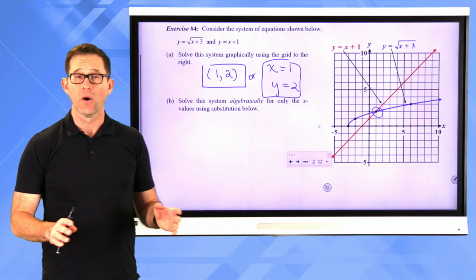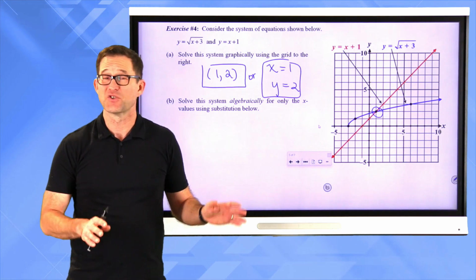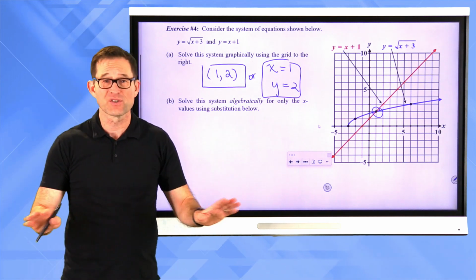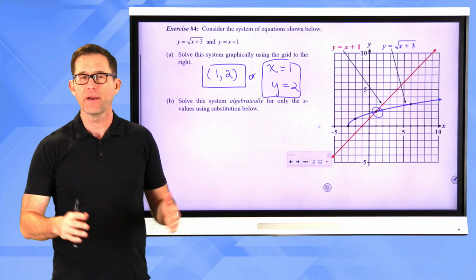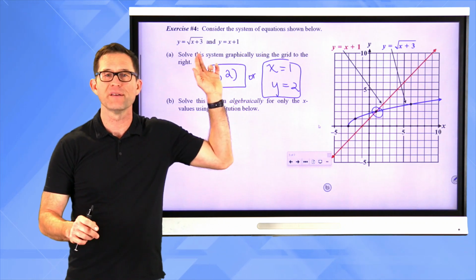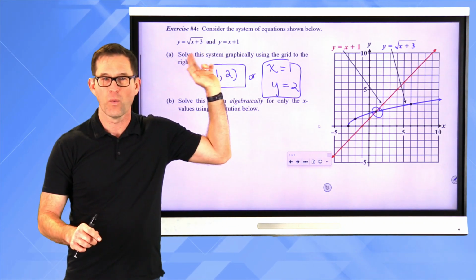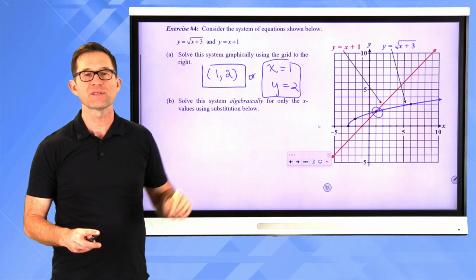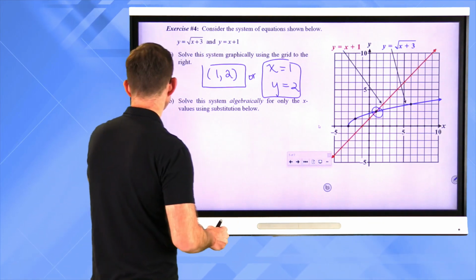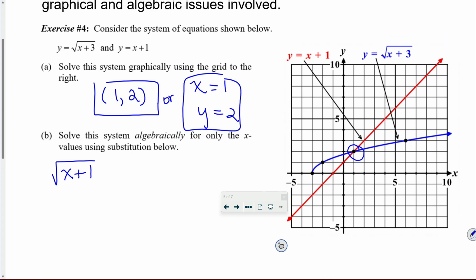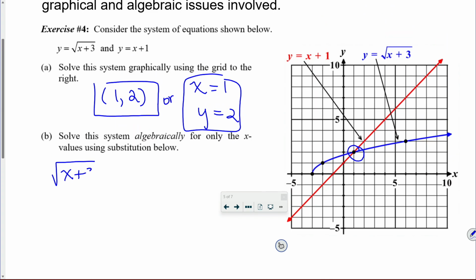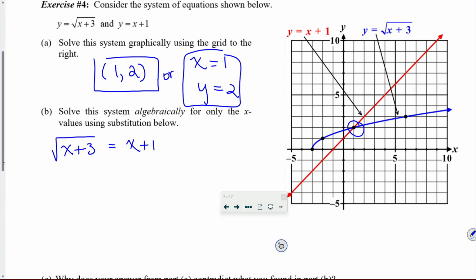All right, so we know what the solution is. It should be x equals 1 if we're just solving for the x values, but let's solve it algebraically. Anytime we solve a system that is comprised of two functions, y equals and y equals, I'm just going to set those two functions equal to each other. So the first thing I'm going to do is the square root of x plus 3 is equal to x plus 1.